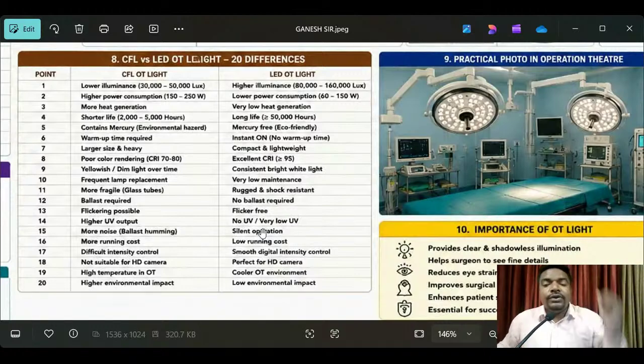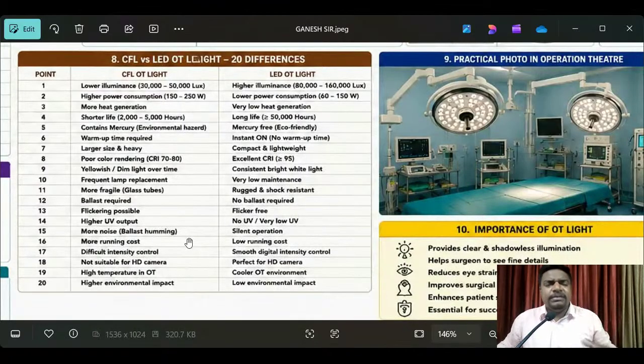That is going to affect your eyes. Be careful with what I'm saying and the instructions I'm giving, to be followed by biomedical engineers. And the 15th point here: more noise, ballast humming. Yes, I really face this problem in my life also.